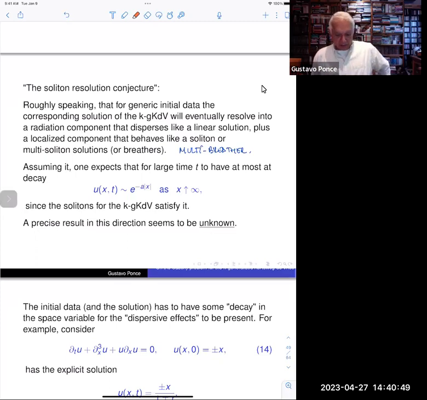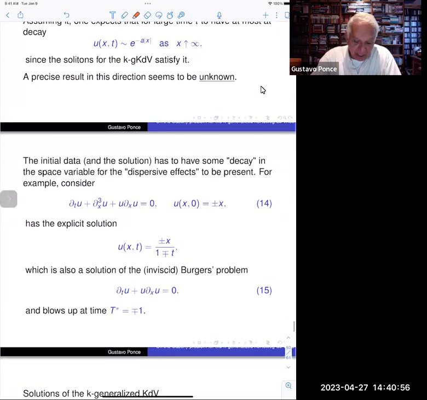Right? Then a simpler thing is that you need some decay of the initial data for the dispersive effect. The dispersive effect is coming from this part. This is the dispersive part in the KdV equation and the generalized KdV. For the dispersive effect to be felt, you need to have some decay on the data. Because suppose that you put this initial data, and this is a calculus. If you put this initial data, you have this solution.